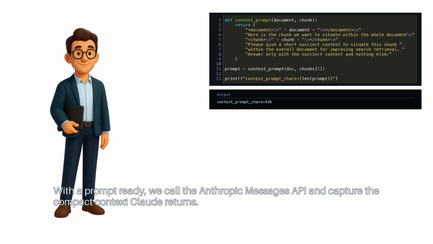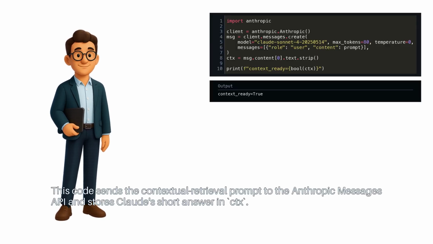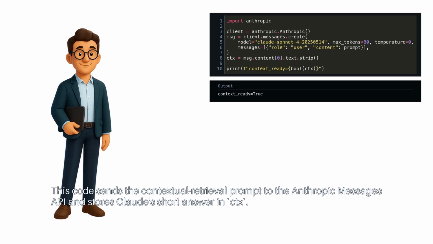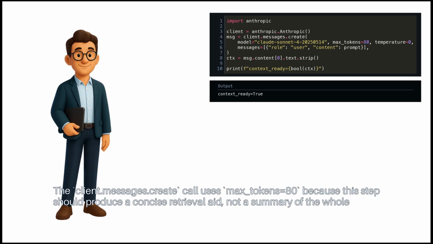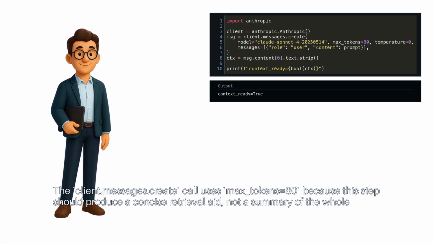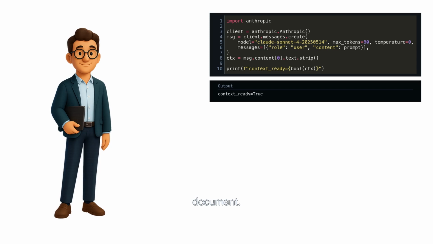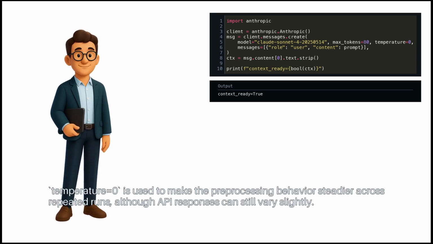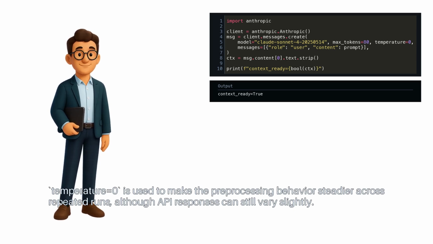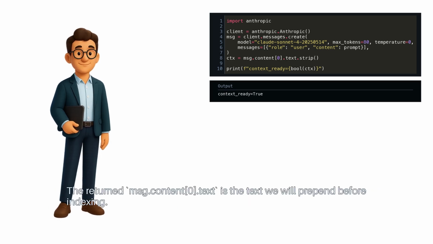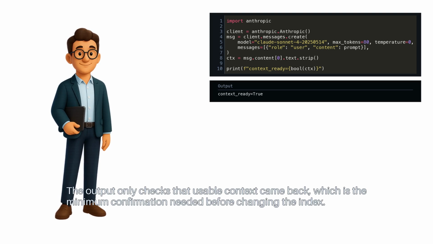The printed character count confirms the prompt was assembled, which matters before we send it to Claude. With a prompt ready, we call the Anthropic Messages API and capture the compact context Claude returns. This code sends the contextual retrieval prompt to the Anthropic Messages API and stores Claude's short answer in CTX. The client.messages.create call uses max tokens equals 80 because this step should produce a concise retrieval aid, not a summary of the whole document. Temperature equals 0 is used to make the preprocessing behavior steadier across repeated runs, although API responses can still vary slightly. The returned msg.content[0].text is the text we will prepend before indexing. The output only checks that usable context came back, which is the minimum confirmation needed before changing the index.